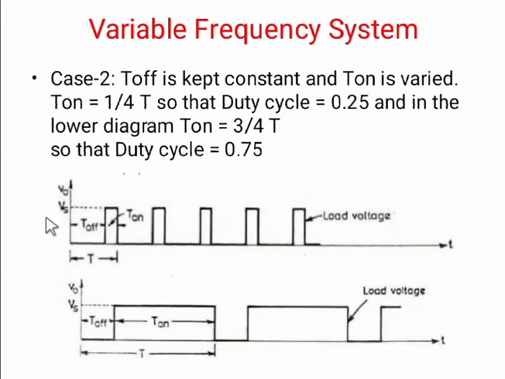In the first case we get a lower output voltage compared to this one. In this situation we get 25% of the input voltage at the output side. In this situation we get 75% of the input voltage at the output side. So we can change the output voltage in a chopper by two methods: one is the fixed frequency method and the other is the variable frequency method.